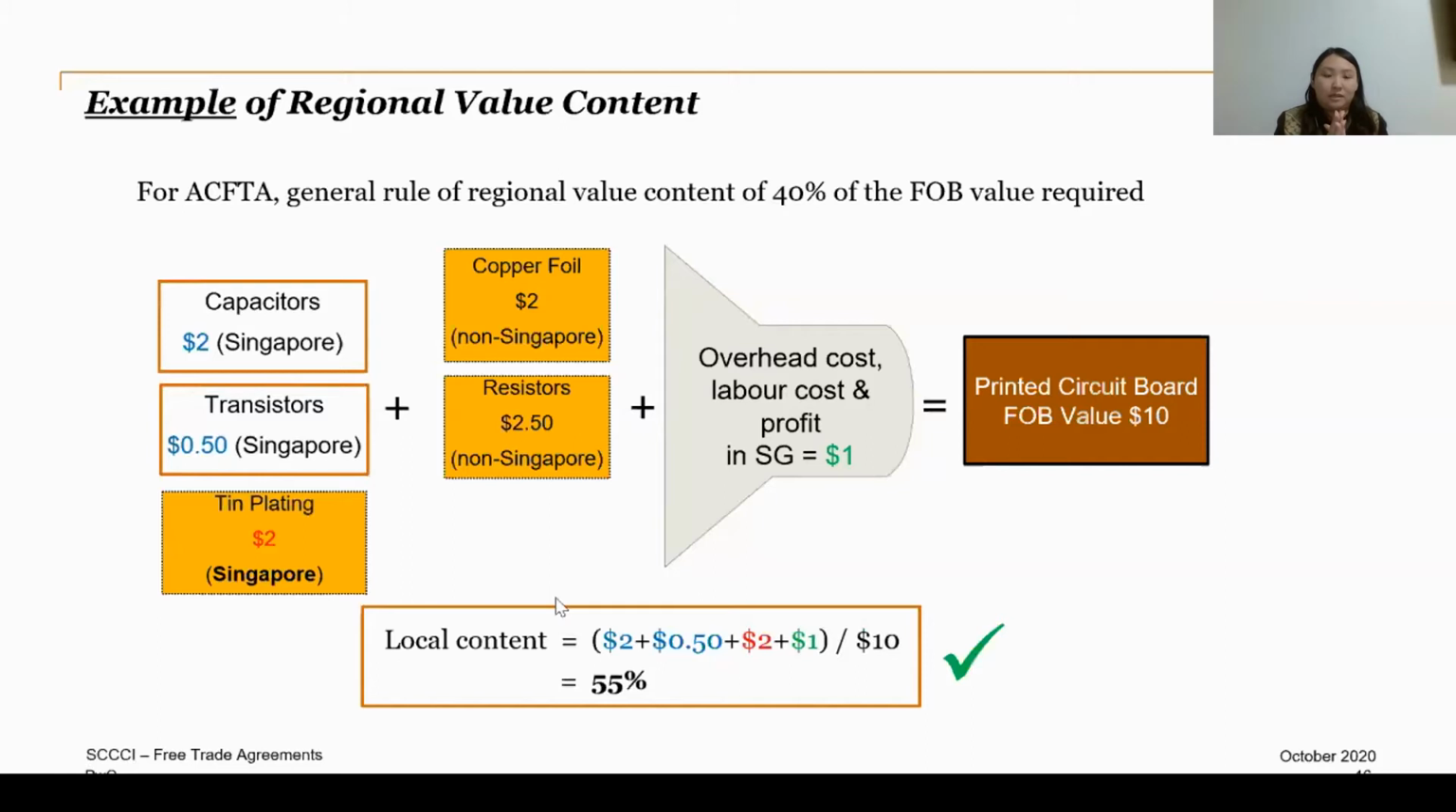What if I can say, hey, I found a supplier in Singapore that can make me some tin plating. So I have more local value add here. Now my $2 suddenly adds up to become local content. And when I redo the math, I am now at 55%, and that is sufficient to push me over the 40% required. So in this case, I would be able to claim under the ASEAN-China Free Trade Agreement that my product meets the rule of origin, and therefore I can qualify for reduced duty when I import into China.